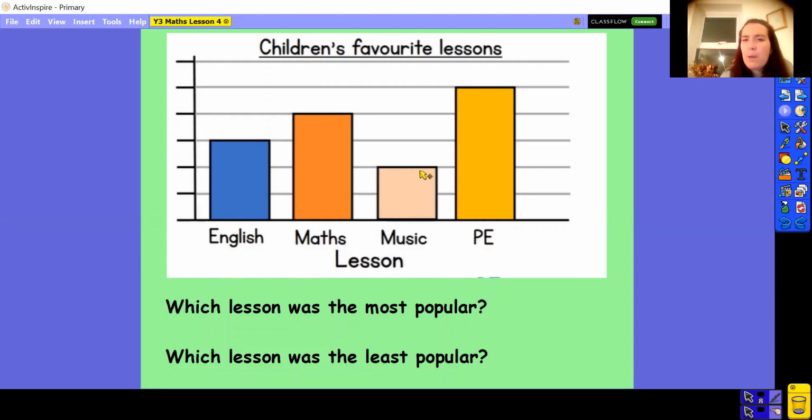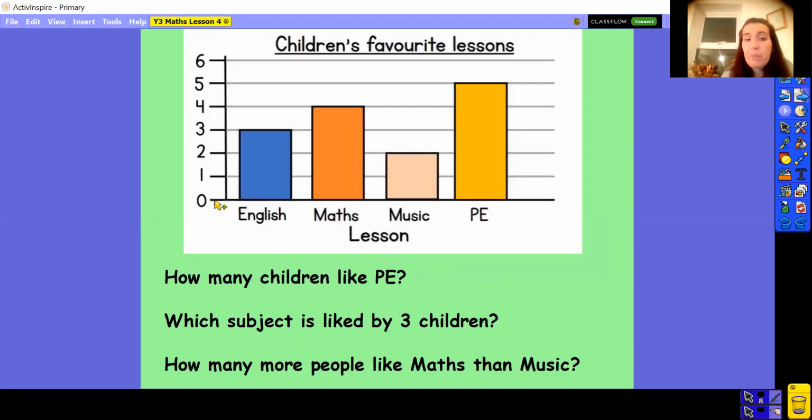But if I said to you, well, how many people chose PE? Could you tell me? You might have a guess, but actually no, you couldn't, because this bar chart is missing something really quite important. It's missing this on its axis. This tells us what each row or each little layer of squares counts for. So in this case, this stands for one person.